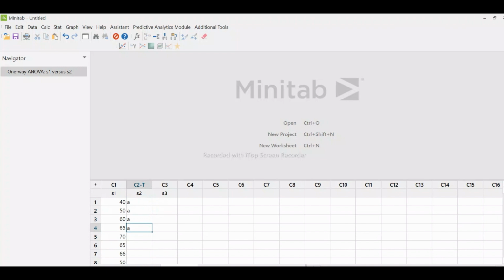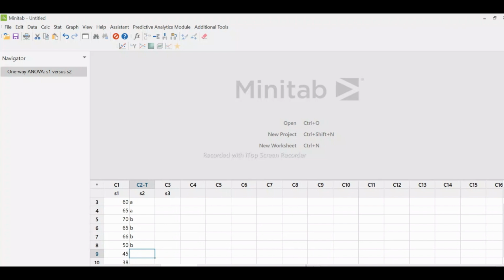For the first column we coded A. For the next column of four observations we do coding B for the second column, and C for the third, and whatever you want you can do.